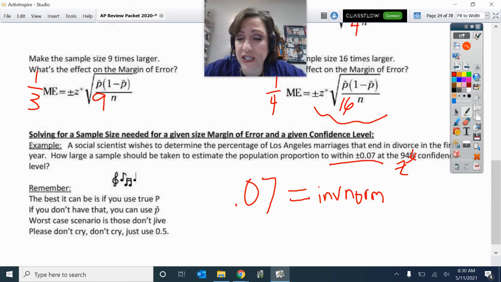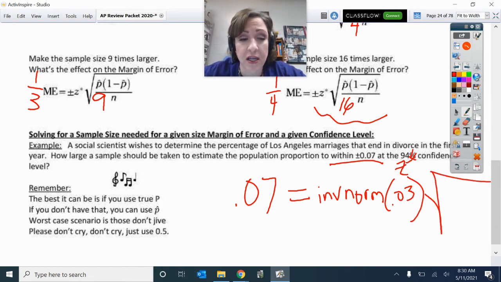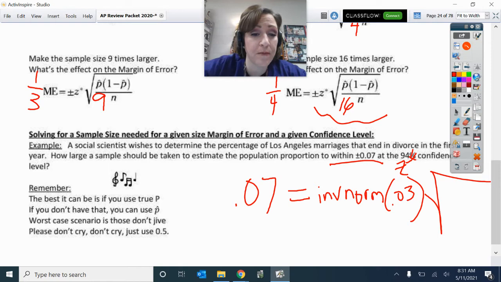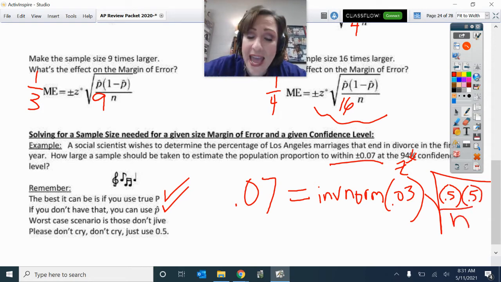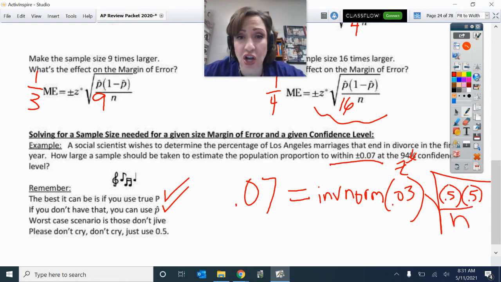In the middle puts 3% on the edge, so 0.03. And now let's talk standard deviation. You do not know the true parameter. You do not even know p hat. They didn't tell you that. The best it can be is if you use true p, but if you don't have that, you can just use p hat. The worst case scenario is you don't have that, so you've got to use your 0.5. And then you put it over n, and now algebraically solve for n.